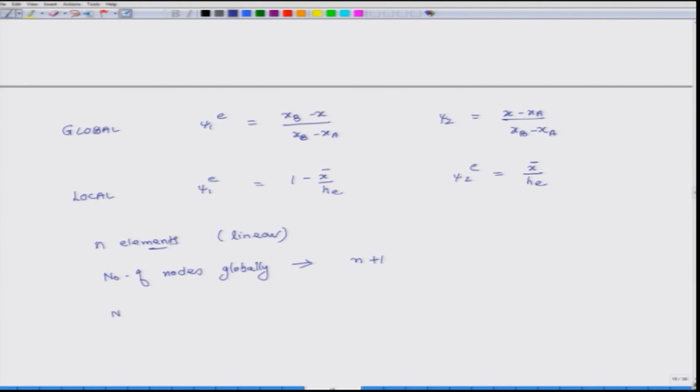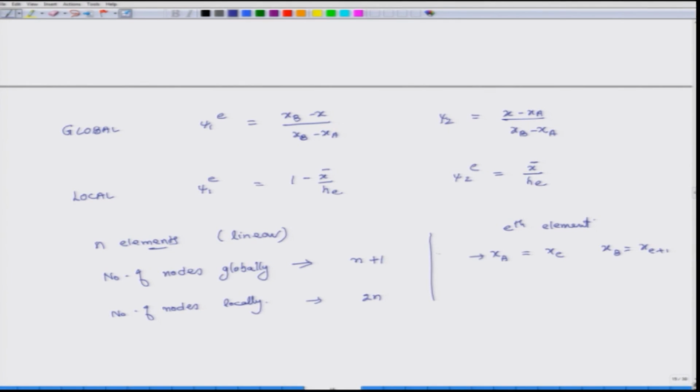But number of nodes locally, there are n elements, each element has 2 nodes, then there will be 2n nodes. Also for the eth element, x A, which is the global coordinate, corresponds to x E, where E is the eth element, and x B is equal to x E plus 1.